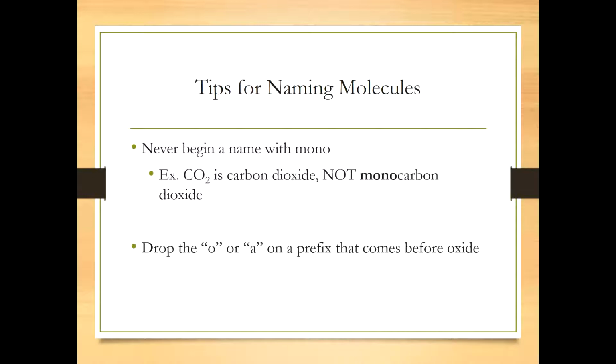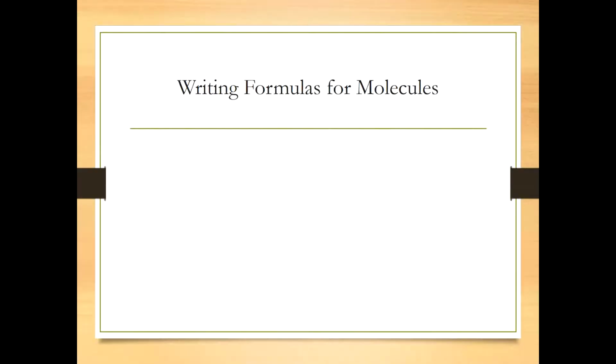The second tip is that you always want to drop the O or A on a prefix that comes before oxide. So notice for this formula, this is not sulfur tetraoxide. We drop the A on tetra, so it's just sulfur tetroxide. Now when you write the formulas for molecules, you're going to just do whatever the prefixes tell you to do. You're not going to write down any charges, you're not going to crisscross, you're simply going to follow the prefixes.